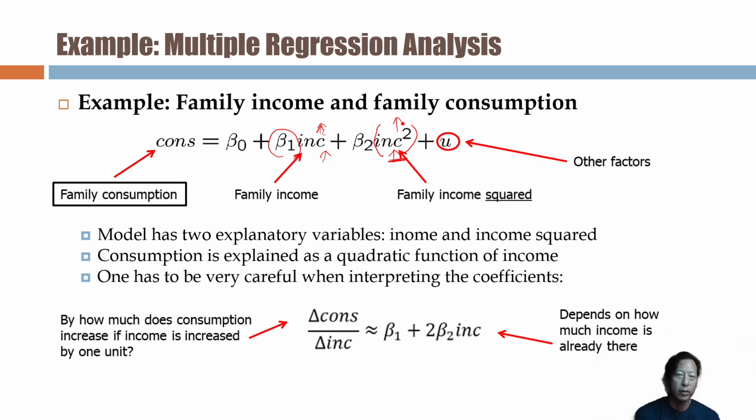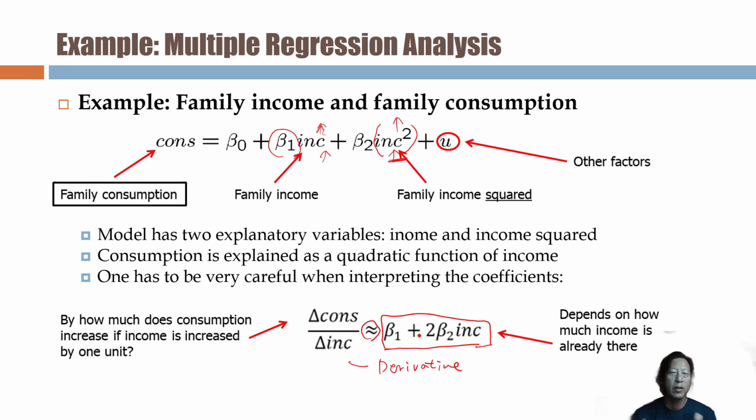Therefore, now the interpretation will be a little different. How much does the consumption increase if income increases? You have to think about it this way. This is not exactly the derivative. If you take a derivative of this function with respect to income, then you have beta 1 plus 2 times beta 2 times income.